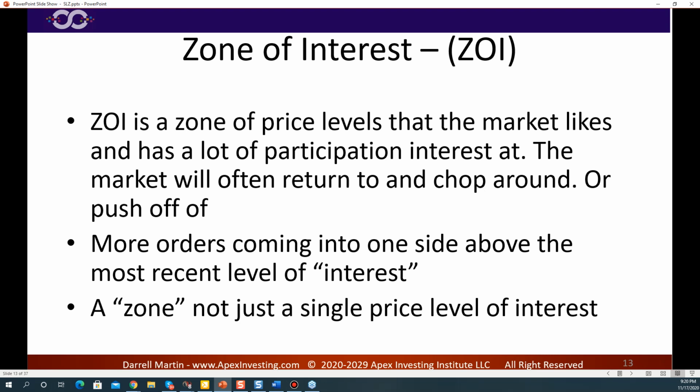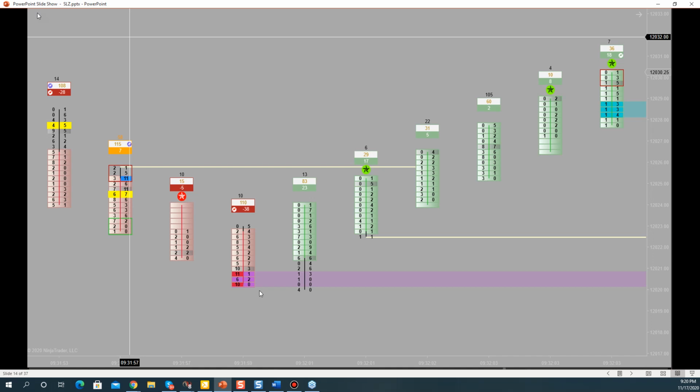Who can tell me what that is? What indicator shows us that at one particular price level, a bunch of orders came in at that one price level? A cluster. Doug got it. Yeah, it's a yellow cluster. That shows us at one particular price level, a lot of orders came in right there, and that shows us as a cluster. But the ZOI actually tracks several price levels, an area, a zone, and it plots it like this.